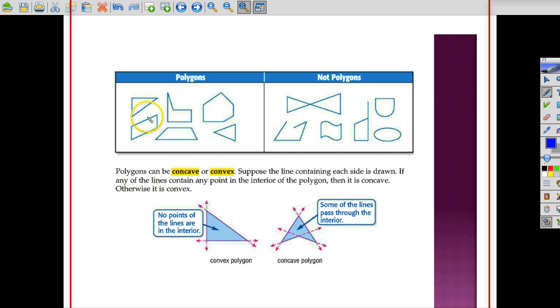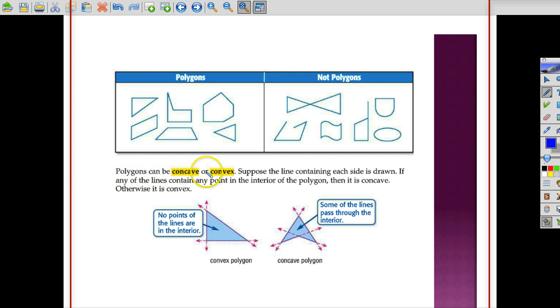Here are some examples of polygons on the left side. And here on the right side are examples of non-polygons. You see here, this one is not completed. This one is wavy. These have two polygons actually connecting. This one is extending, and any kind of waves or curves are not considered polygons.